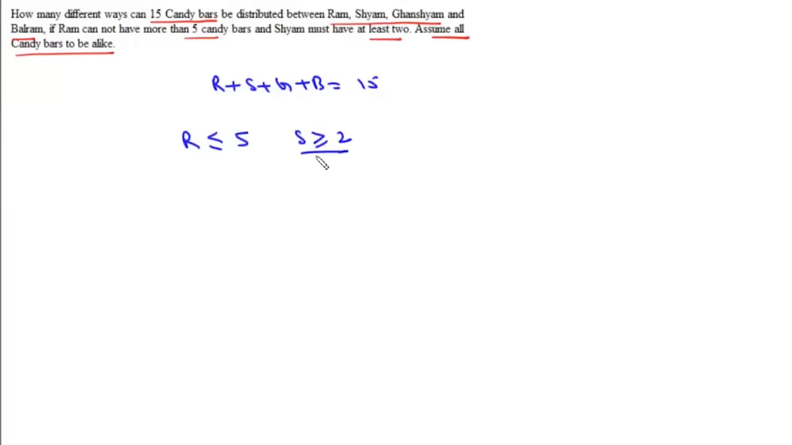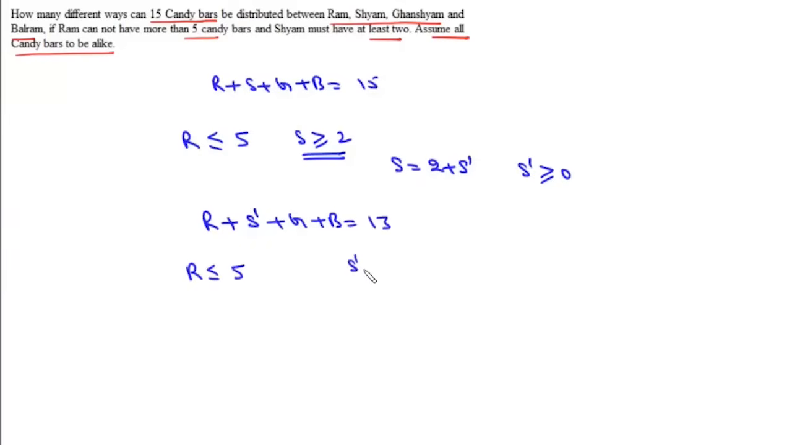Now, first we'll simplify the case where S is greater than or equal to 2. So what we'll do is we'll write this S as 2 plus S dash, where S dash is greater than or equal to 0. We can write this equation as R plus S dash plus G plus B equals 13, where R is less than or equal to 5, and where S dash, G and B are 0 or greater than 0. Now, in order to handle this condition, we'll find the solution to this equation.